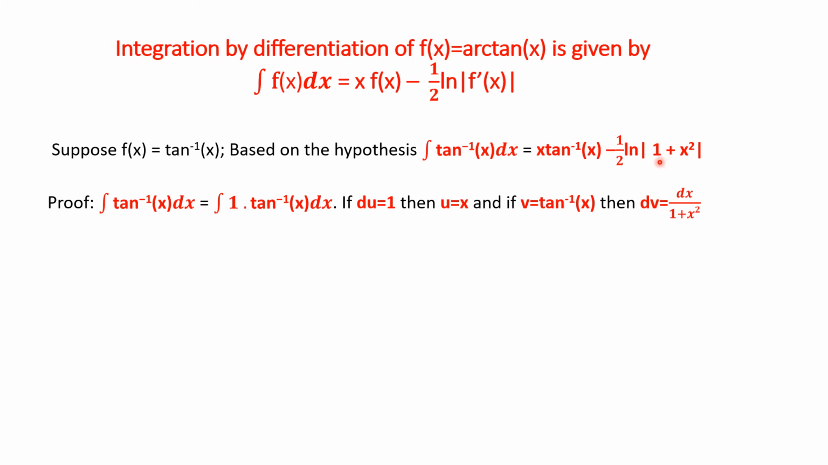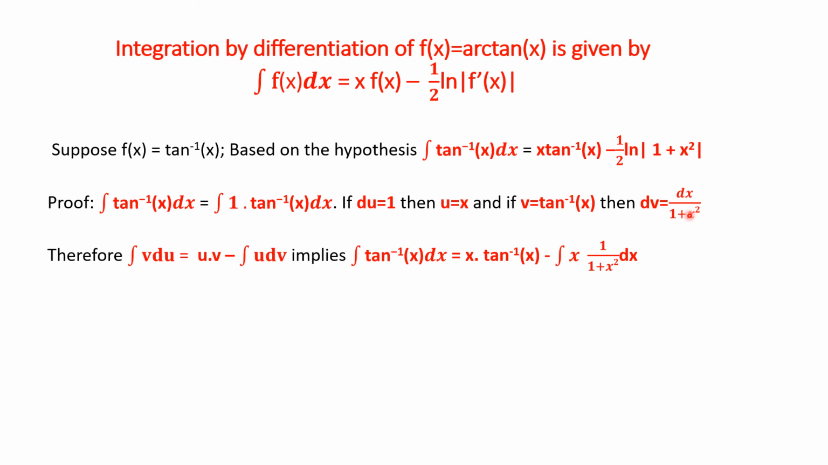Now, let's prove it. Proof. Integration of tan inverse of x dx equals integration of 1 multiplied by tan inverse of x dx. Now we will use integration by parts. So we'll use du for 1. So if du is equal to 1, then u will be equal to x. The only choice for tan inverse of x is v. So v will be equal to tan inverse of x. That means dv is equal to dx divided by 1 plus x squared.